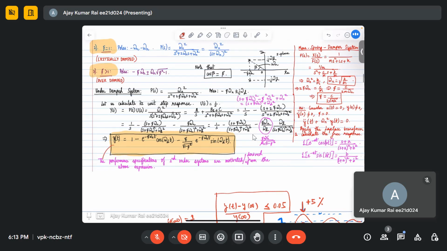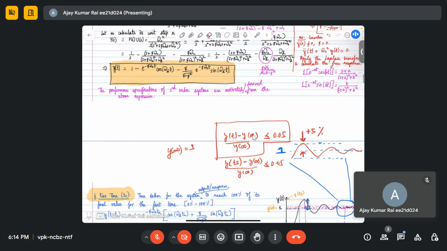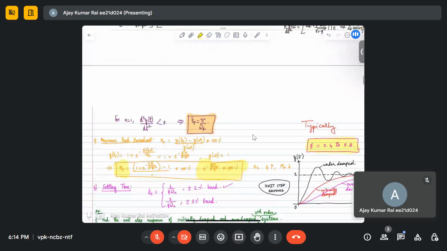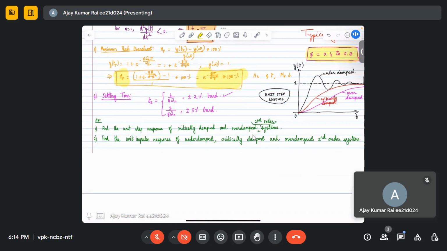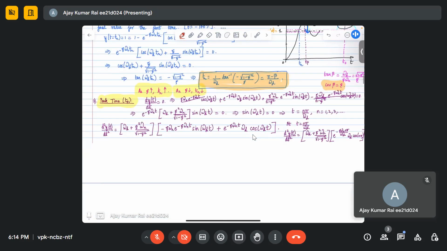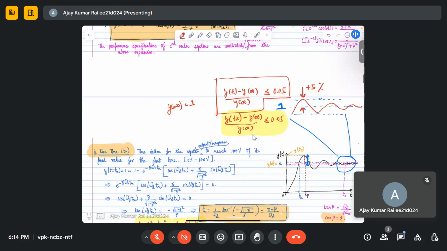This is y of ts, and if you put y of ts, it will be 1 minus, again just replace t with ts and solve this. If you solve this equation, you'll get the settling time for the 5%. What is that? Directly they have written, which is equal to 3 by zeta into omega n, right? Any doubt how to calculate this? That was not covered in the lecture.